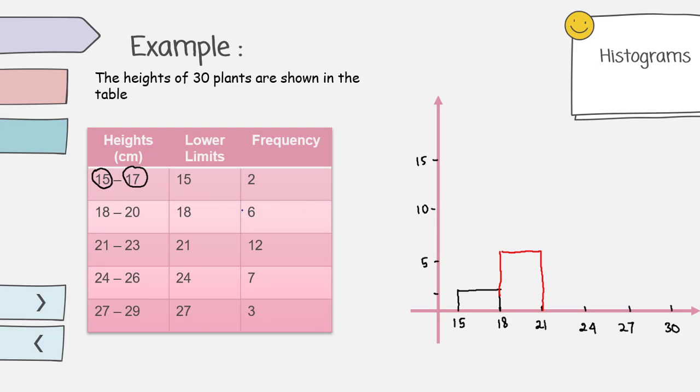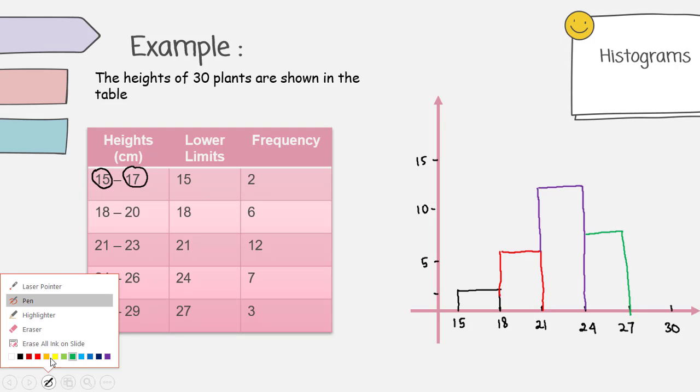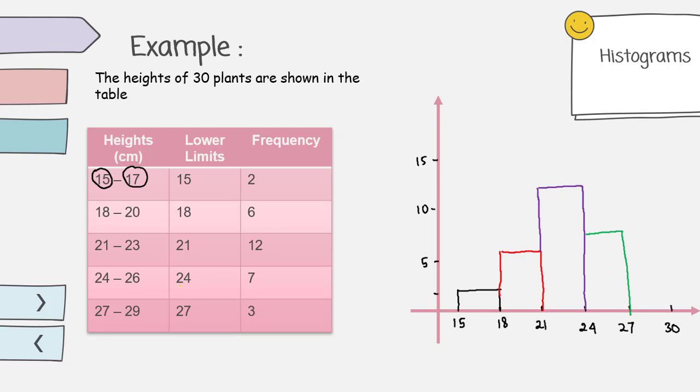Then we can change the color. For 21 to 23, there are 12, so the bar will have a height of 12. And then for 24 to 26, the height is 7, because there are 7 frequencies. And then the last, for 27 to 29, there are 3.